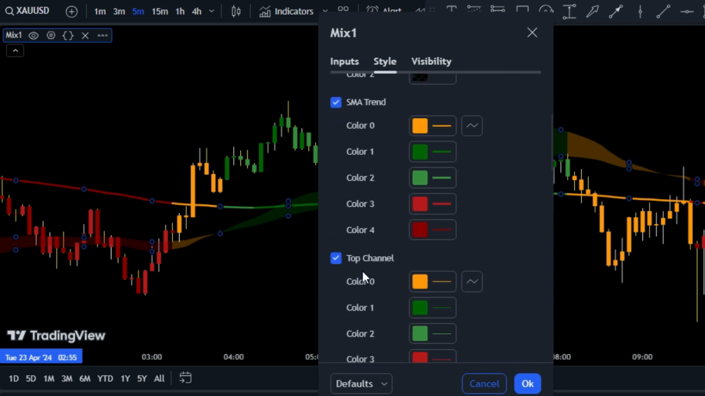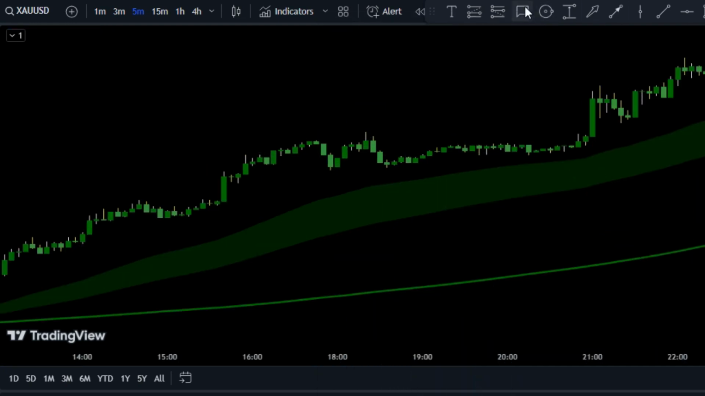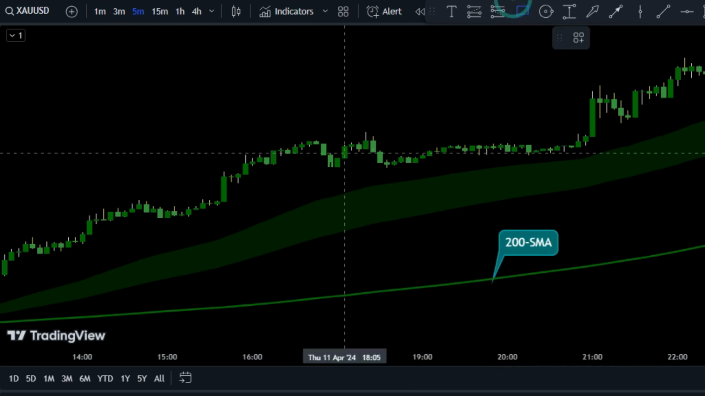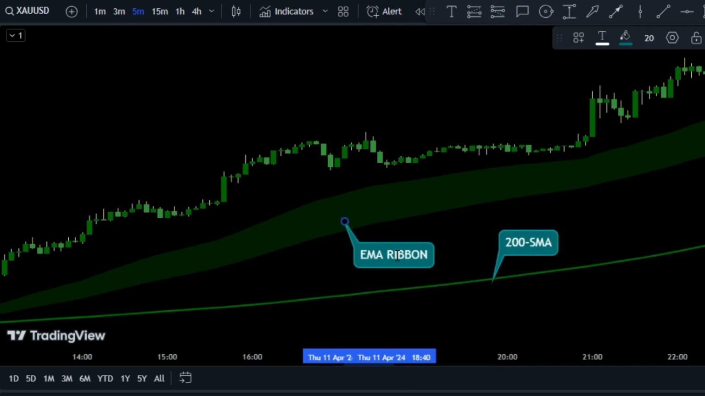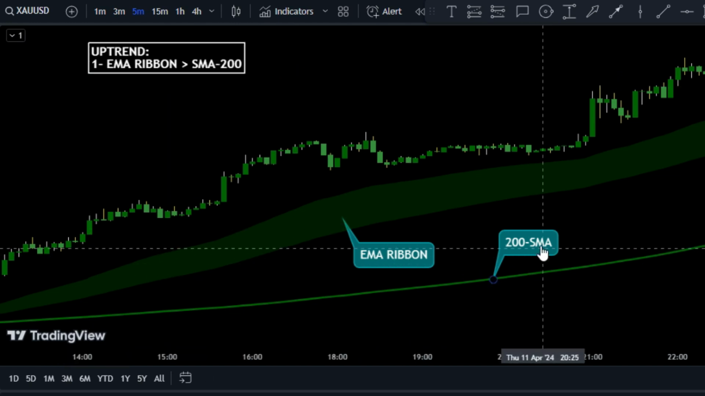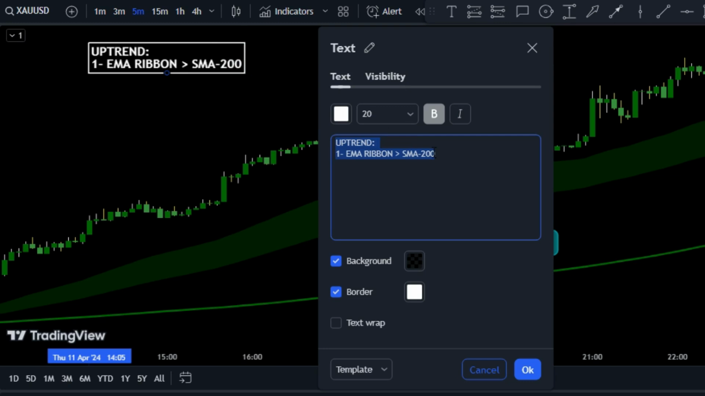Alright traders, let me clarify. The Max1 indicator isn't a crystal ball giving you direct buy or sell signals. Instead, think of it as your trusty market trend compass showing you the overall direction of the market. With the EMA ribbon and SMA 200 components working together, this handy indicator helps you gauge whether the market is in an uptrend or downtrend.